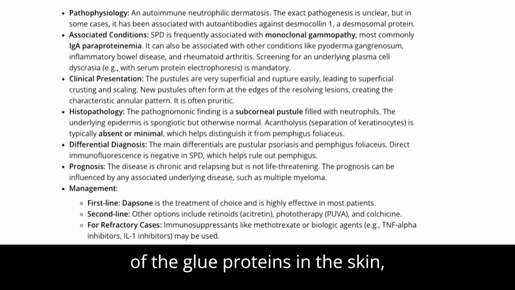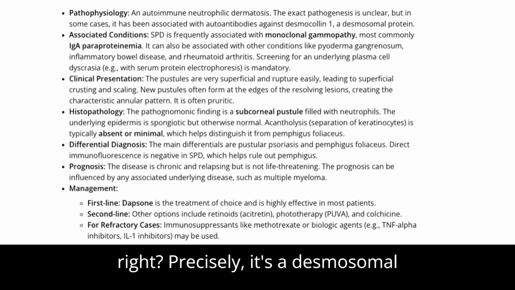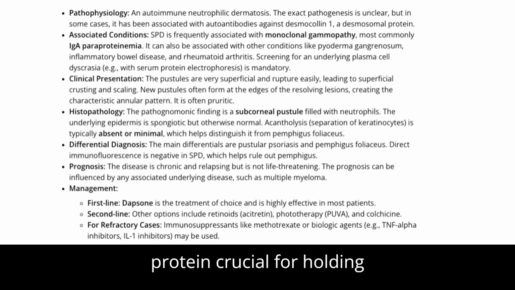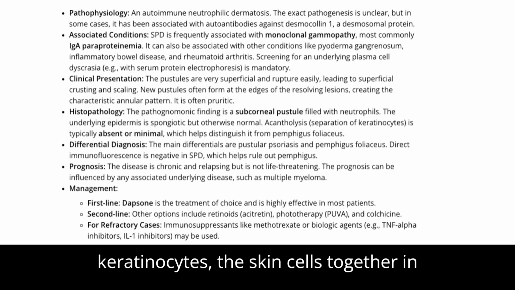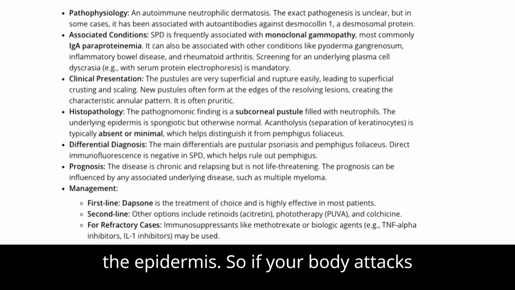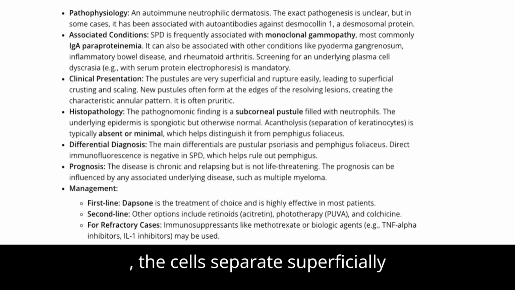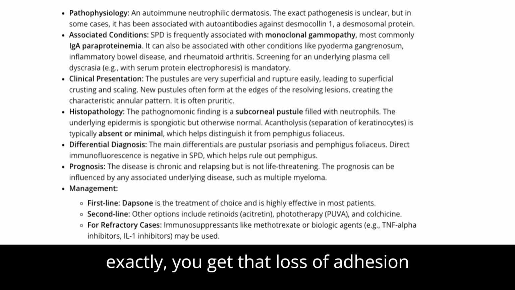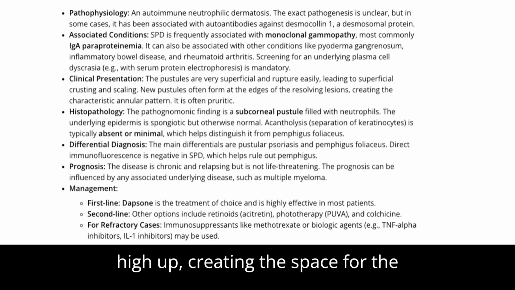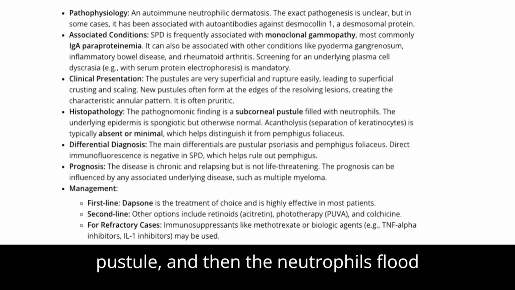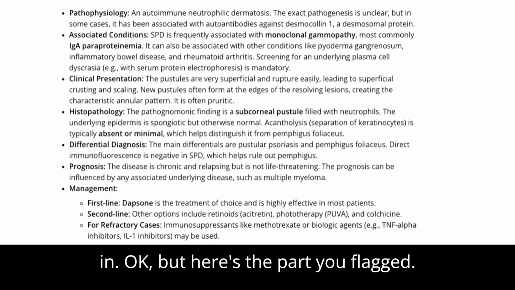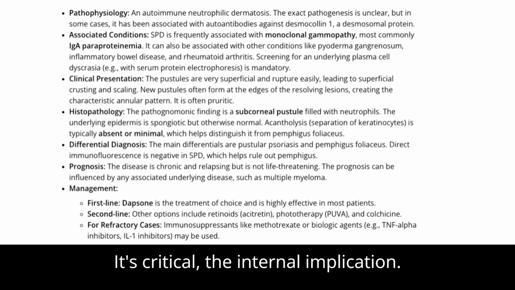Desmocollin 1, that's one of the glue proteins in the skin, right? Precisely. It's a desmosomal protein crucial for holding keratinocytes, the skin cells, together in the epidermis. So if your body attacks desmocollin 1, the cells separate superficially. Exactly, you get that loss of adhesion high up, creating the space for the pustule, and then the neutrophils flood in. Okay, but here's the part you flagged as critical, the internal implication.